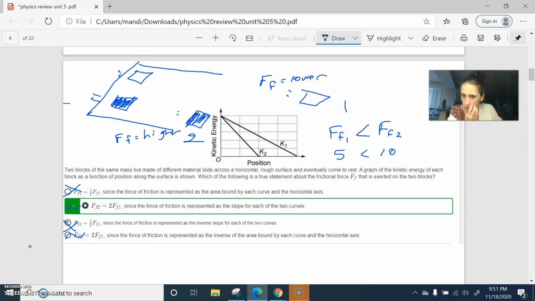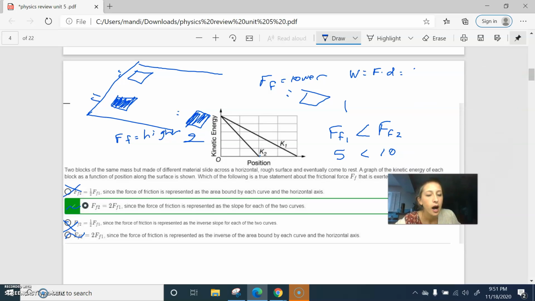So then we look at the example and say, since the force of friction is represented as the slope... Oh, is it the slope? Or the inverse of the area? Ooh, fun. Okay. So, work is force times displacement, and it's also change in kinetic energy. So they both go from a final of 0 to an initial of more than 0. So work is just negative initial kinetic energy, and that also equals force times distance, which is the area.